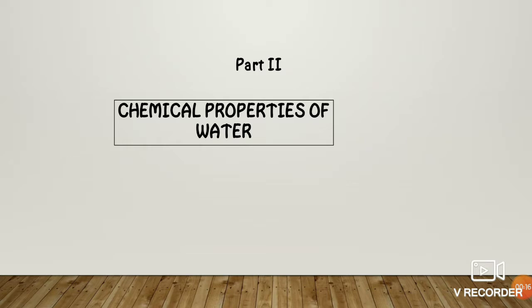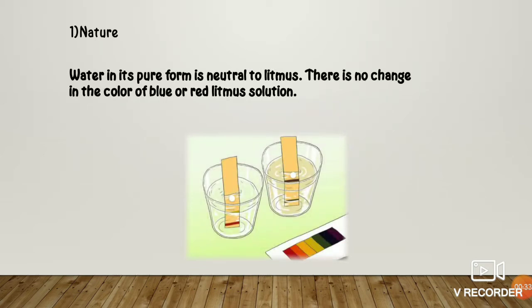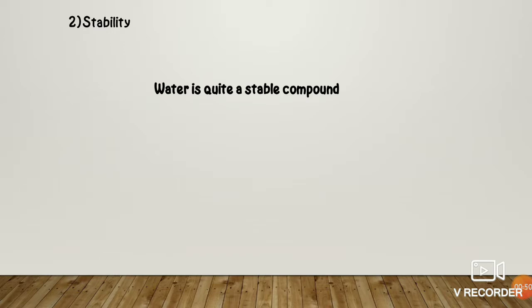First of all, a chemical property is a characteristic of a substance that is observed during a chemical reaction in which the composition or identity of the substance changes. So let's start. First is nature. Pure water is neutral to litmus solution. There is no change in color of blue or red litmus solution as it has neutral pH, which has value 7. Next is stability. Water is quite a stable compound.